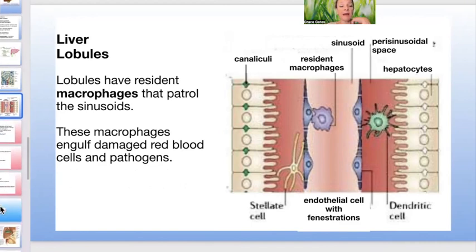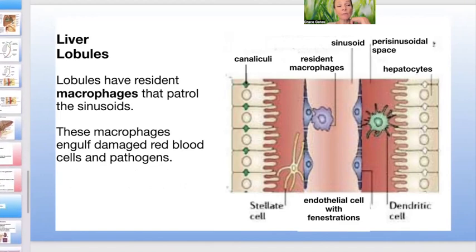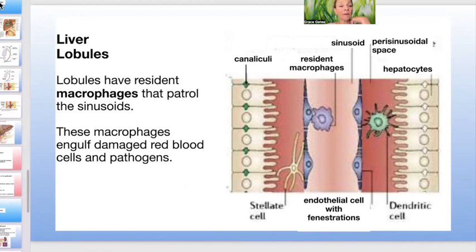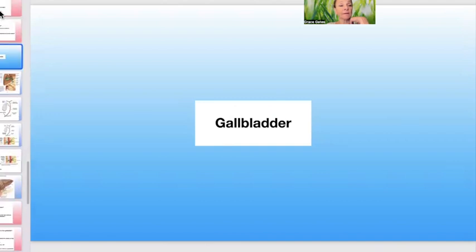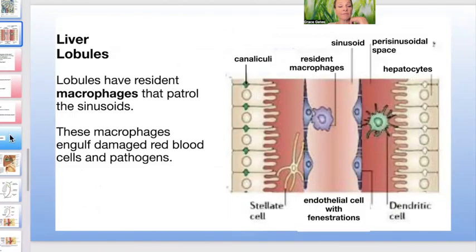That might be a place that pathogens would get into our blood, by crossing through with perhaps a nutrient that the small intestine was absorbing, and with it might come a bacteria or a piece of a bacteria, and it might get into the liver and then be engulfed by the resident macrophages.